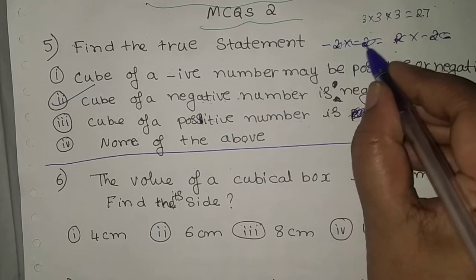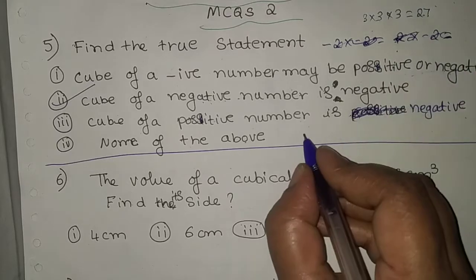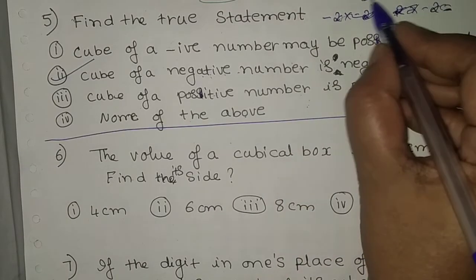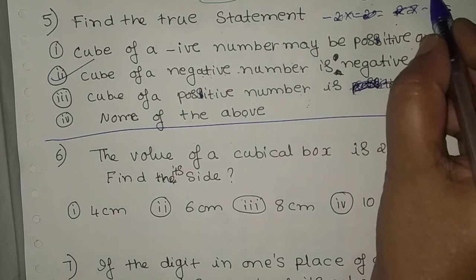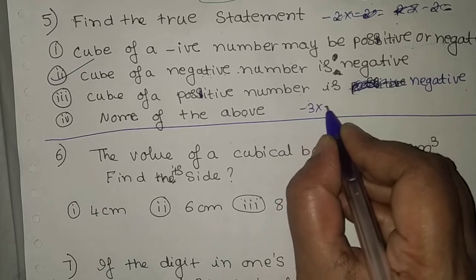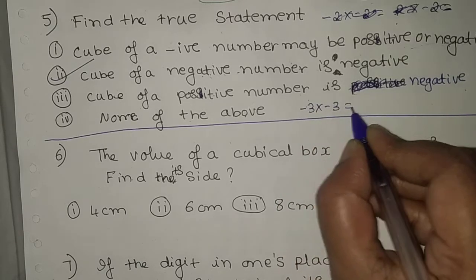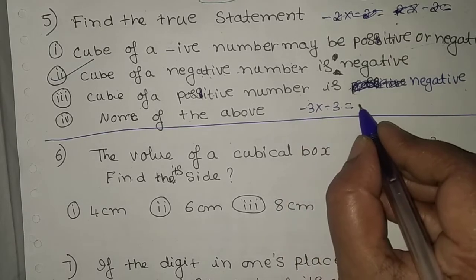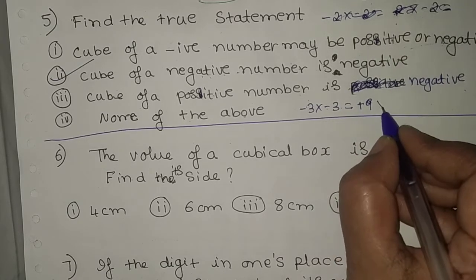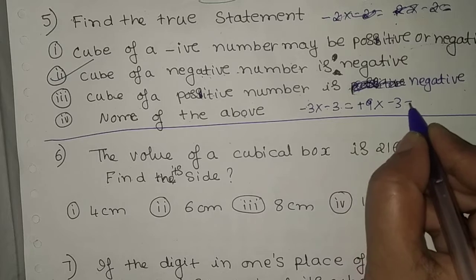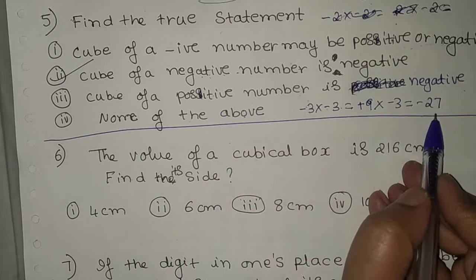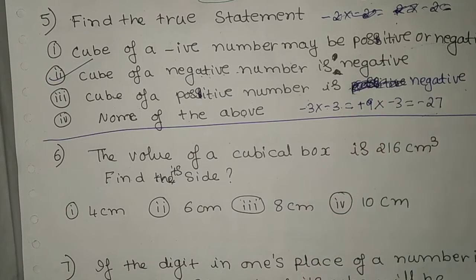So I will take some other example. I will take minus 1 or minus 3. Since all three are positive, you are getting positive. We will take the minus 3 example only. So minus 3 into minus 3 will be how much? Minus 9. Sorry, positive plus 9. Into again minus 3 will become how much? Minus 27. So the cube of a negative number will be negative.